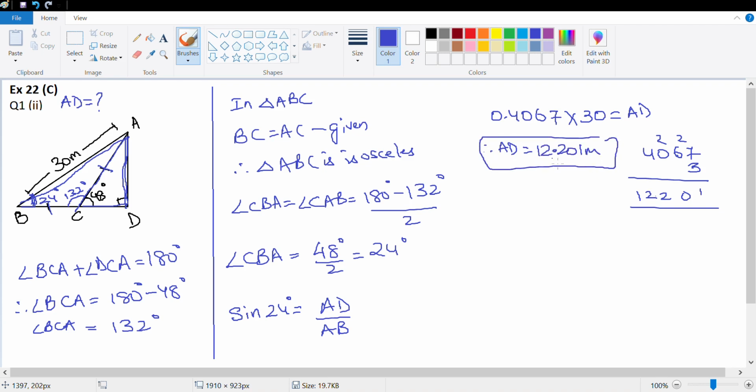You can leave your answer like this. If you want to round it off, you should round it off to 2 decimal places. My recommendation would be don't round it off unless the question asks for it. Good. Let's look at the next question.